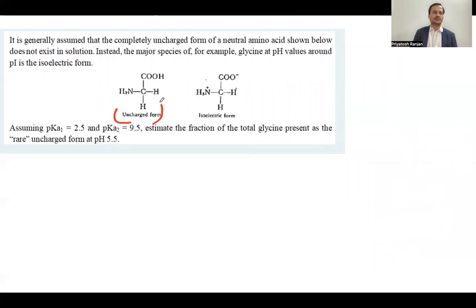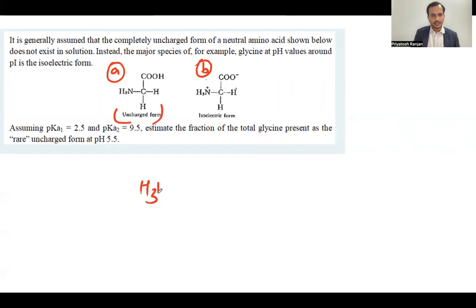Assuming pK values given 2.5, 9.5, estimate the fraction of the total glycine present as the rare uncharged form at pH 5.5. So they want to know the fraction of the total glycine present as this form A. So let's give this name as A, and this as B. Simple. So what I need to calculate, first I need to understand or look at the structure of glycine very carefully.